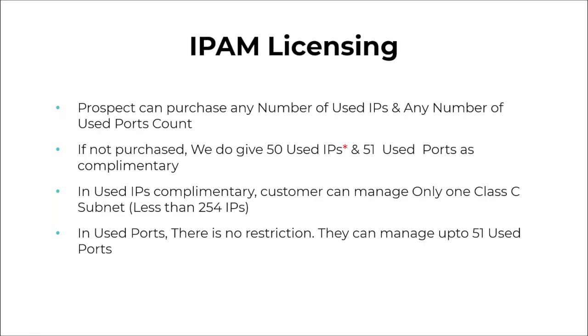If it has not been purchased and it is being used as a free module in the product, then we allow the prospects to use 50 used IPs. They can manage 50 used IPs and 51 used ports as complimentary for each module. For the 50 used IPs that we provide as complimentary, customers can only manage one class C subnet, which is fewer than 254 IPs. Only one class C subnet can be managed for the 50 IPs provided within the product. And for the 51 used ports, it can be any port.